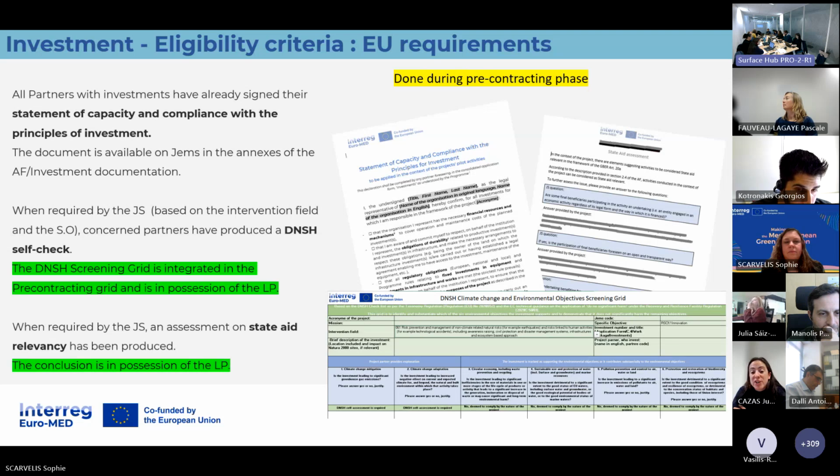Another work you have done during the pre-contracting phase for some of you is the state aid relevancy assessment, in case we had doubt. This assessment was done, and a document sums up the conclusion stating if you were state aid relevant or not, direct state aid, indirect. This document should as well be uploaded in the annexes of the application form.